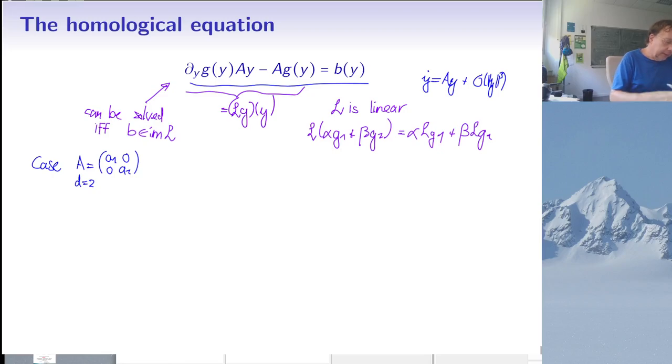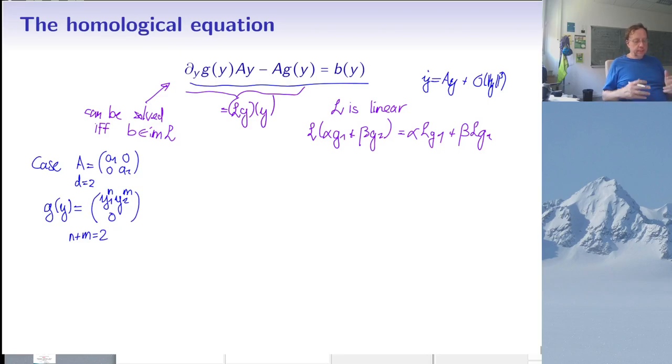So now let us look at different functions g. So since L is linear, we can actually try particular g's and then just add the results we obtain. And remember that g had order y squared, and actually what we are going to do is to take the g which is homogeneous of degree 2. And that means that, for instance, g of y can have the form y1 to the power n times y2 to the power m, and 0, where n plus m is equal to 2. So this will be what we call homogeneous of degree 2.